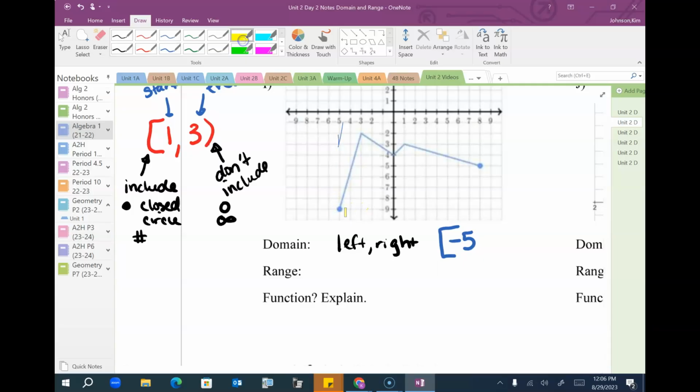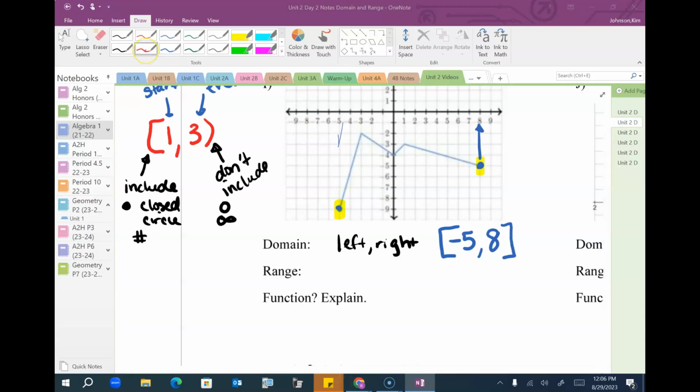So if we look closely at this, that was a closed circle. And then I'm going to go all the way right to how far right this point is. This point goes all the way to 8. So when I do my interval notation for my domain, I'm going to say it goes from -5 to 8. And then both -5 and 8 should have brackets around them because those are both closed circles.